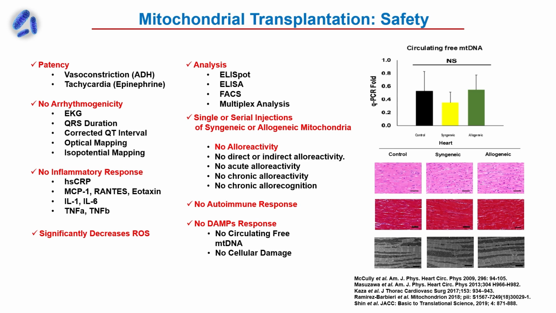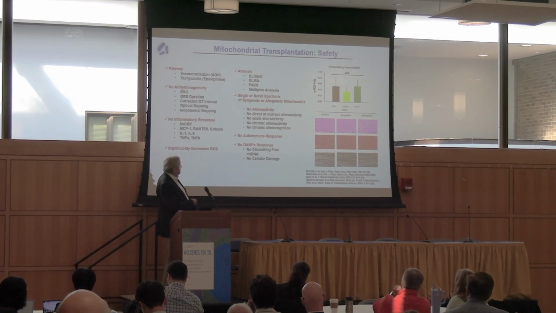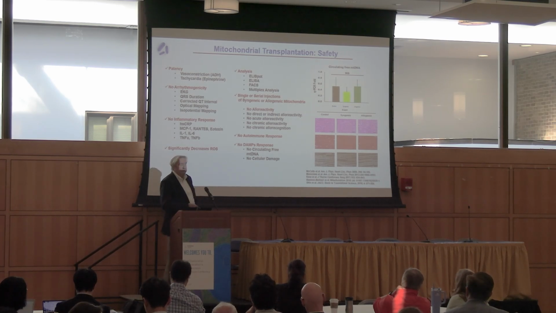So the other big thing is that there's no reactive immune response, whether you do a single injection or serial. So if we give you one injection, or multiples right after, or multiples delayed, you have no immune response. There's no acute alloreactivity, no chronic allorejection, they're fine. We also get no autoimmune response.